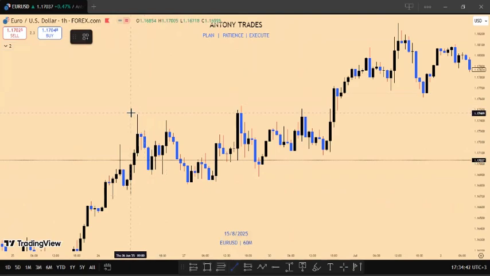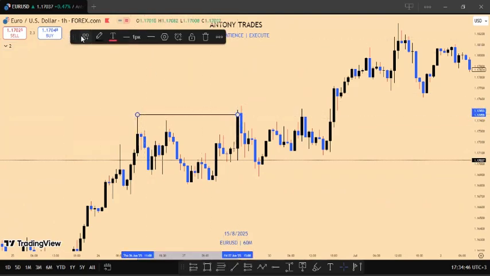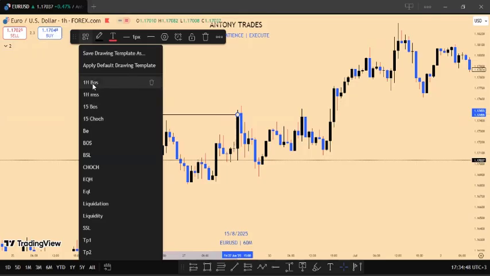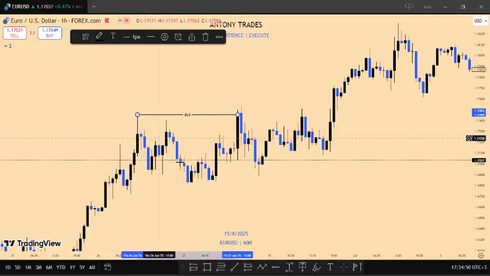First of all, let me mark this one. Remember, I don't mark this break of structure before I confirm whether this is a valid pullback.